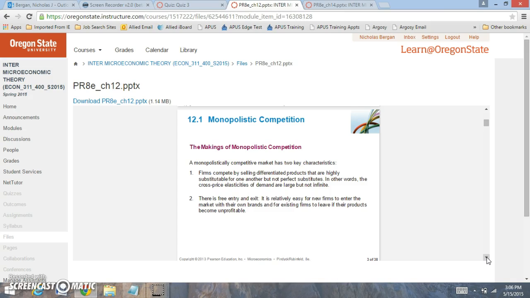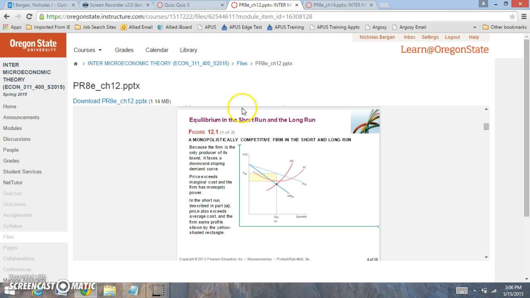When products are slightly differentiated, this will cause a change in the price of the product because firms will be able to advertise. You'll see the difference here in this market structure. It's a downward sloping demand curve, which is different than a perfectly competitive firm. Perfectly competitive firms had a horizontal demand curve, and they were called price takers in the market.